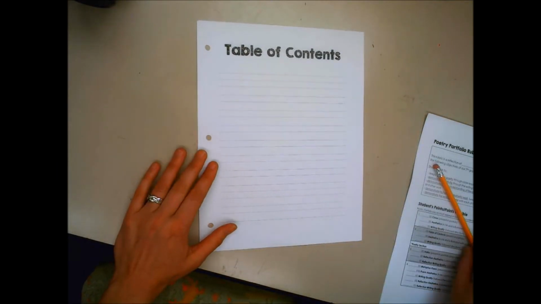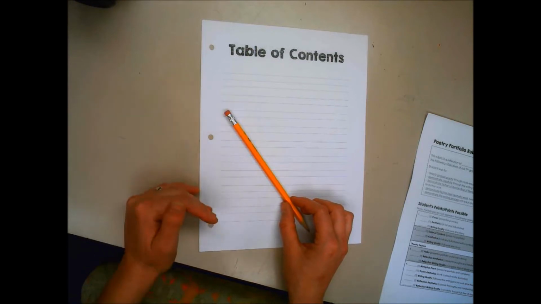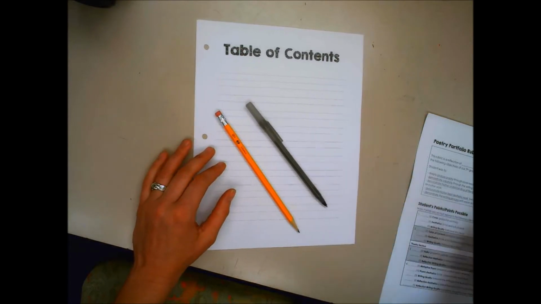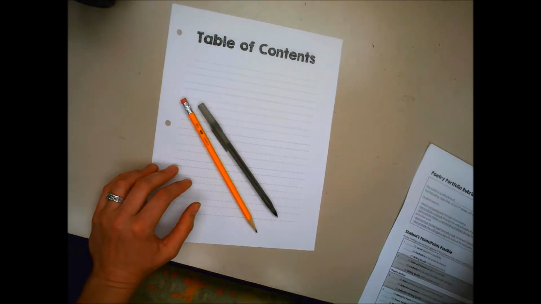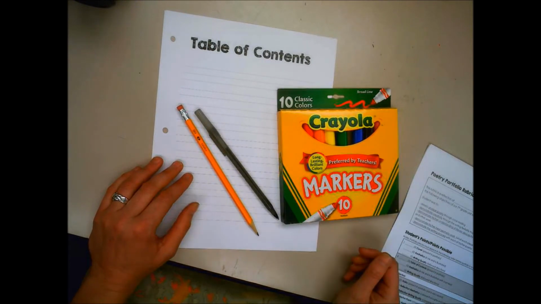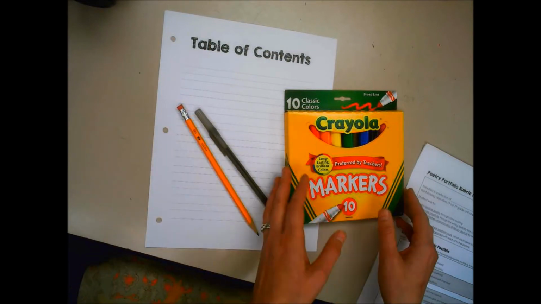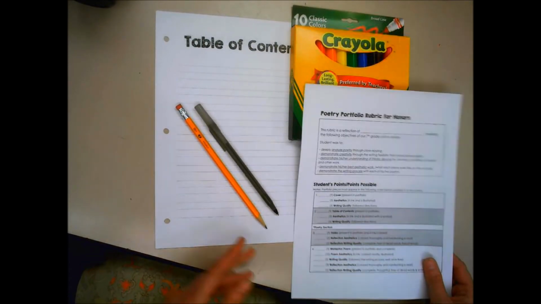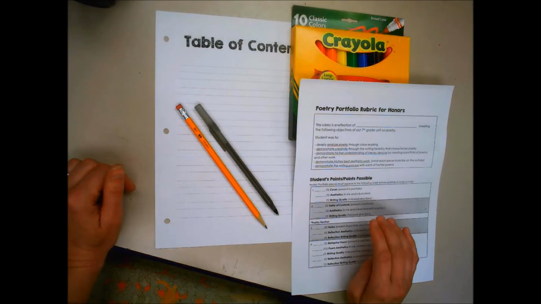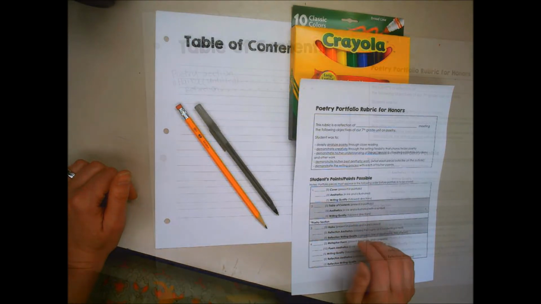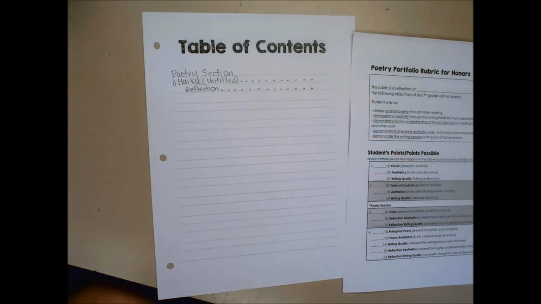You also need a pencil to start writing the information. You need a pen to go over the pencil when you're finished, because it does need to be in ink. You're going to need some crayons or markers or colored pencils or whatever medium you choose to use so that this looks beautiful when you're done. And then you also need the rubric, which tells you not only the pieces that need to be inside the portfolio, but also how much they are worth, and also the order in which they need to appear in your portfolio. Okay, as you can see on the screen, I have already begun my table of contents.